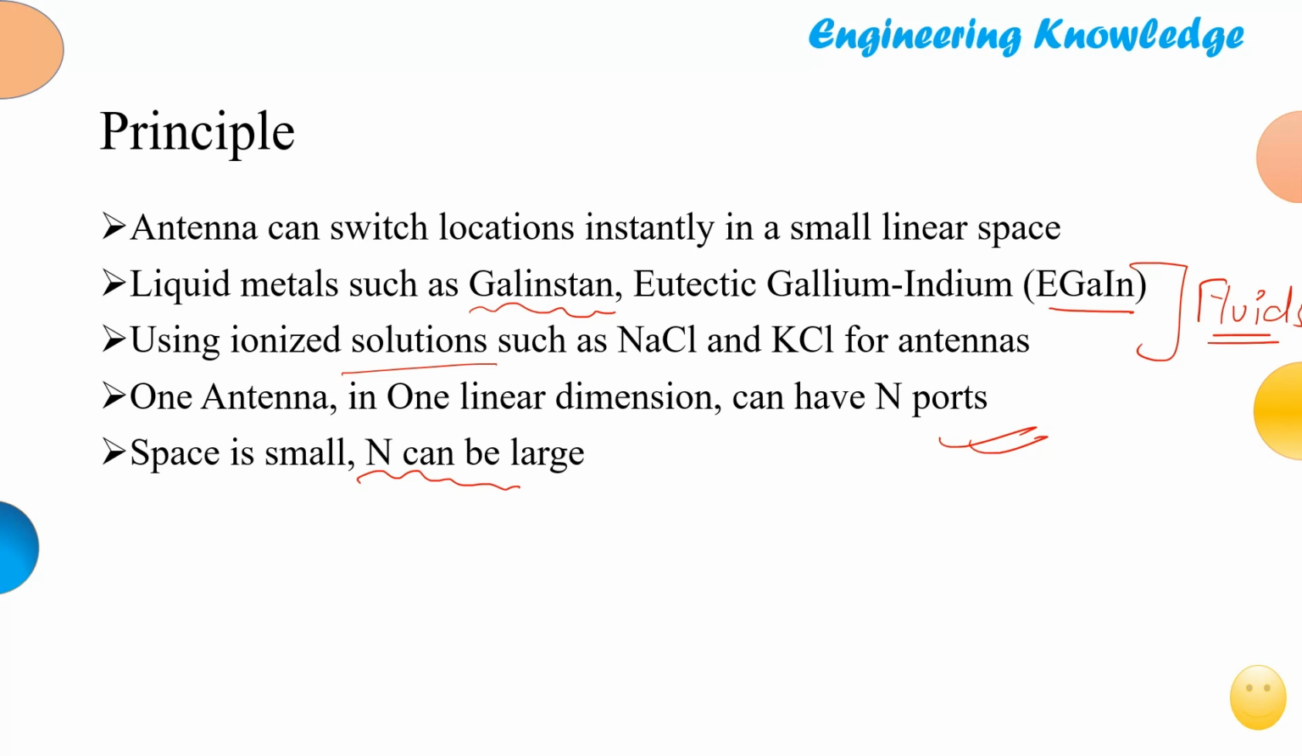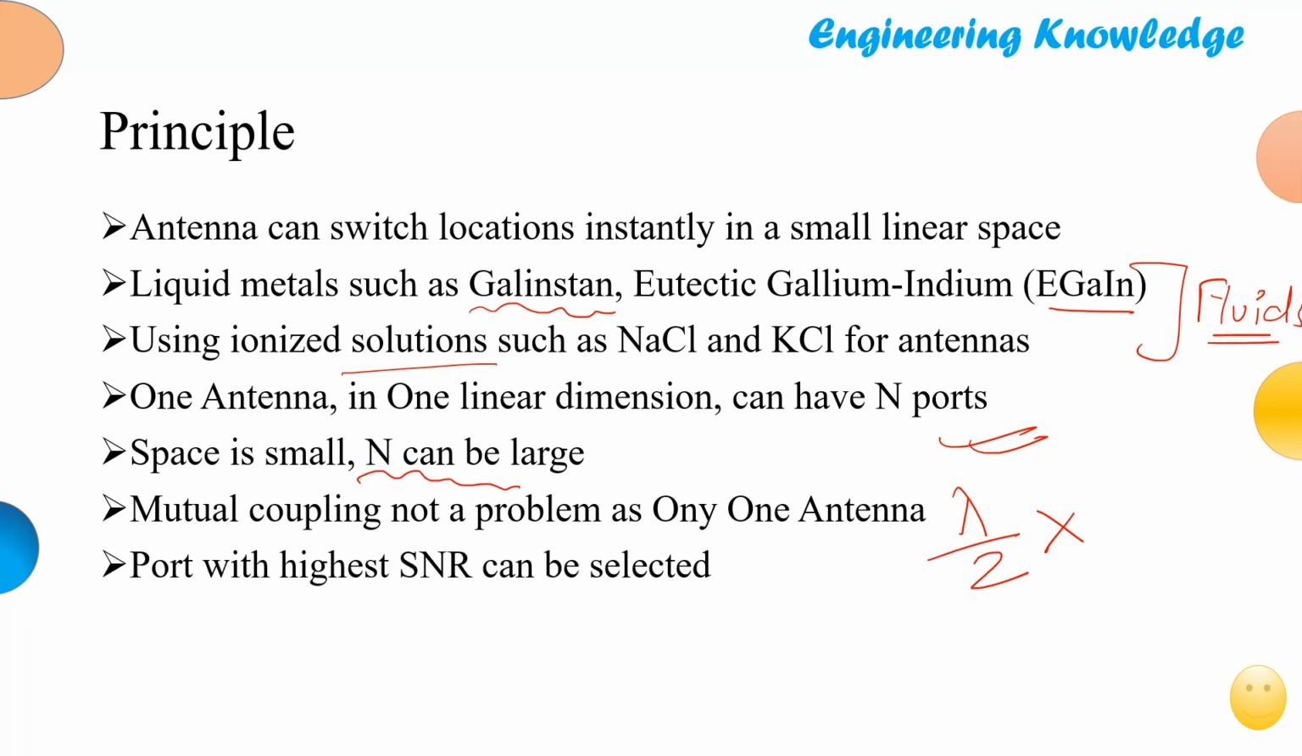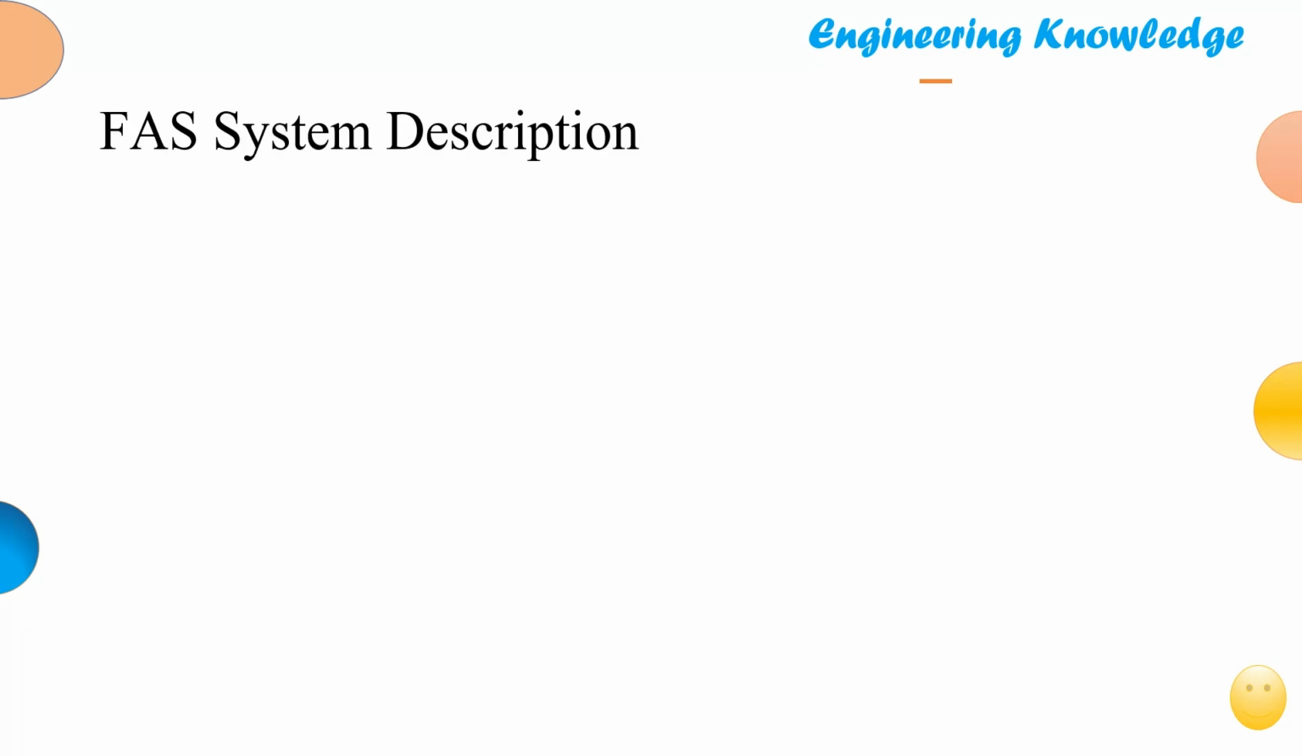So you can understand that spatial multiplexing or spatial diversity can be done. Mutual coupling is not a problem, as there is only one antenna, which means the lambda by 2 restriction is not applicable. There are not multiple antennas which need to be lambda by 2 apart. It's only one antenna. So there is no restriction on getting more N, and the port with higher SNR can be selected.